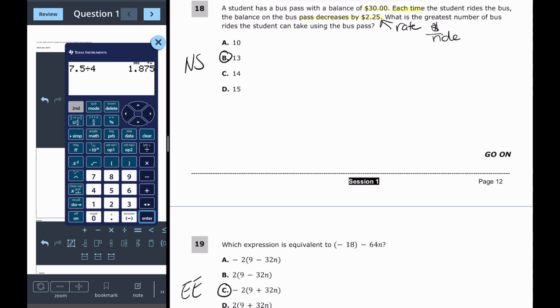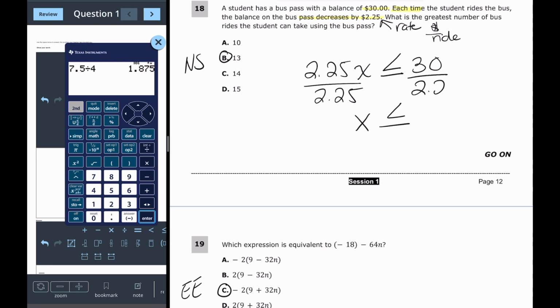All right. So we know he has, let's write this out. So $2.25 for every ride, x. Not equal to 30, but we know he has $30. So the 30 has to be the most, or equal to. So how many rides greater than or equal to 30? I can actually still solve this using an equation. I'm going to isolate for x. I'm going to divide by 2.25 to leave me with x. So 30 divided by 2.25.